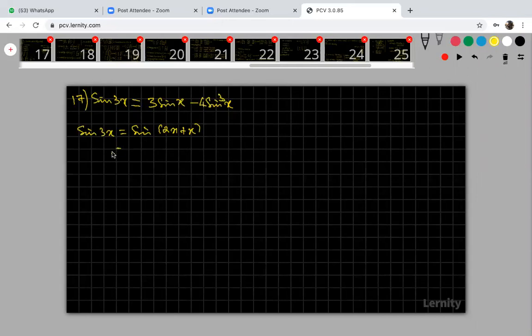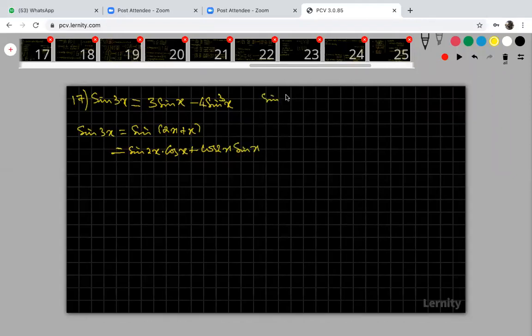Sin of 2x plus x. What is the sin of x plus y formula? Sin x plus y formula: sin x cos y plus cos x sin y. So therefore, this is sin x, meaning the first term, into cos y, meaning this term, plus cos x, cos 2x, and into sin y.